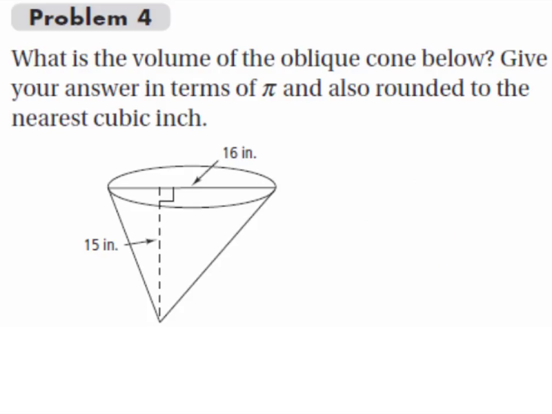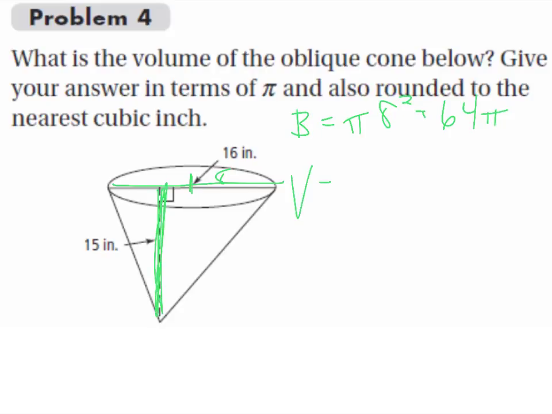Okay, so now we have an oblique cone, which means that the tip of the cone is not over the center of the base, but that doesn't matter. I'm still going to use the same exact formula that I did below. So if I am given a diameter of 16, that means that the radius is 8. So the area of my base, or capital B, is going to be pi times 8 squared, which is 64 pi. And now I know my height, because that's the height right here, it's 15.